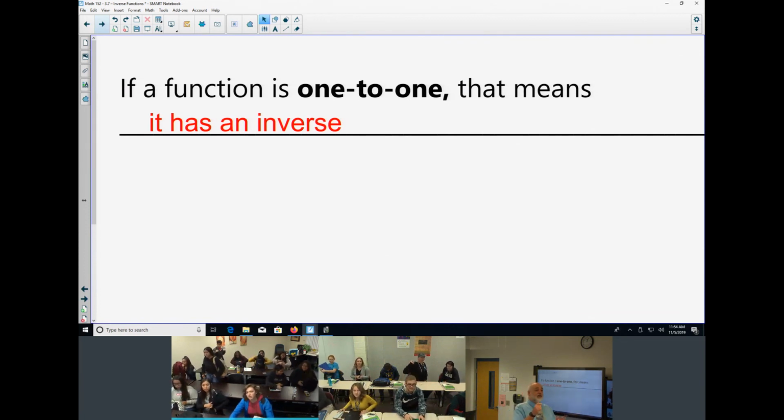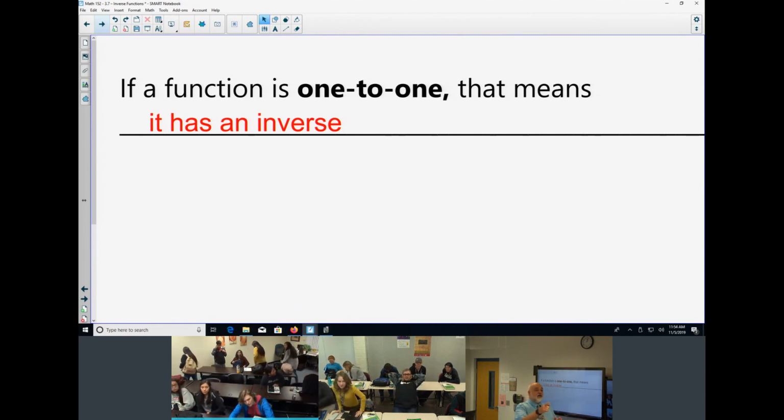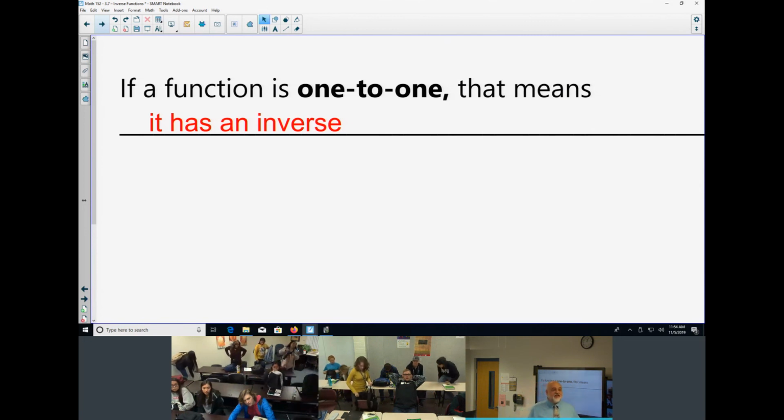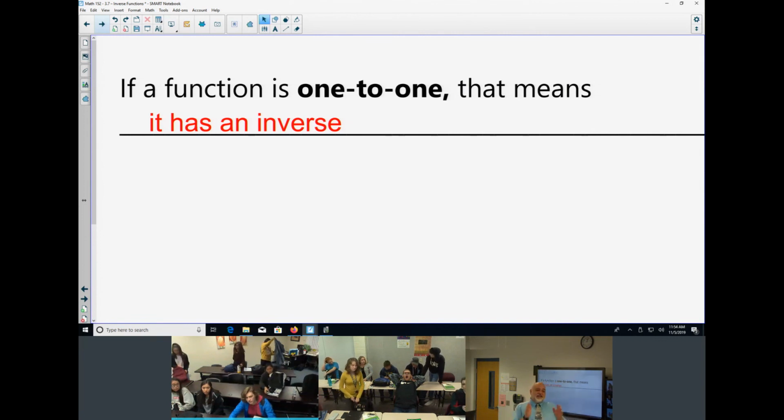Actually, Mr. Strong, I do have just one question. So when you say if its inverse is not a function, then it doesn't have an inverse? Right. When we say does it have an inverse, we mean does it have an inverse function. So that's all we care about.